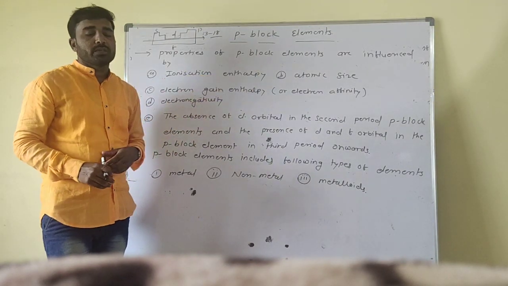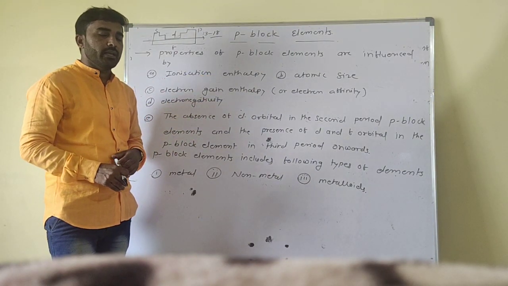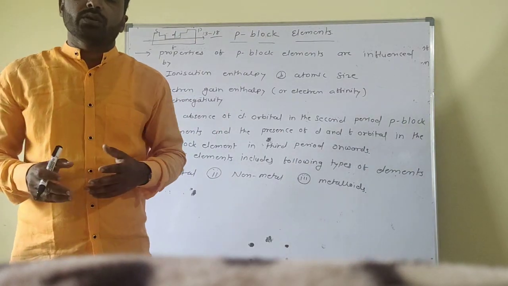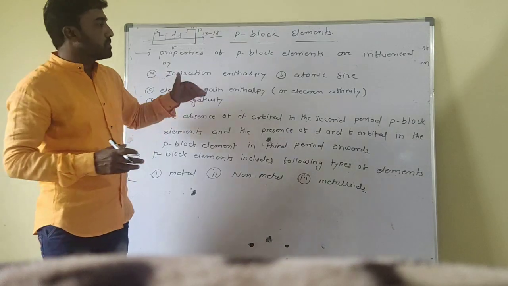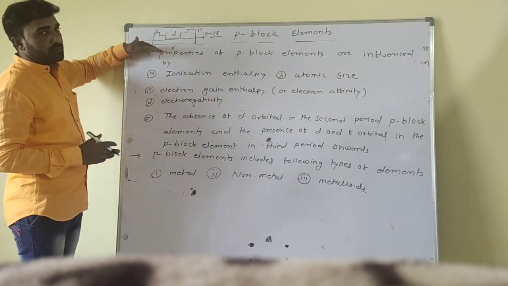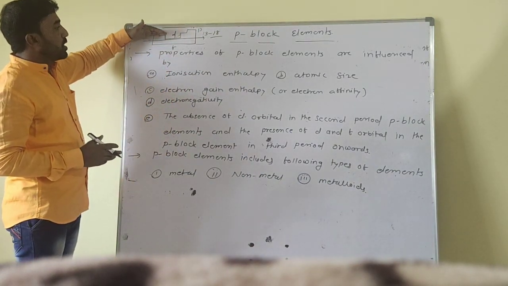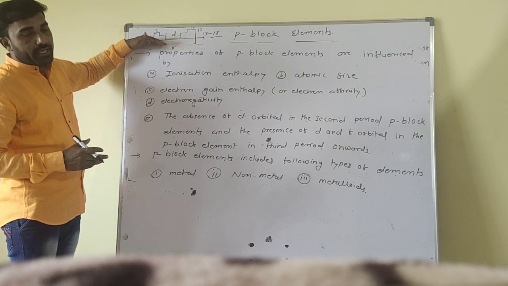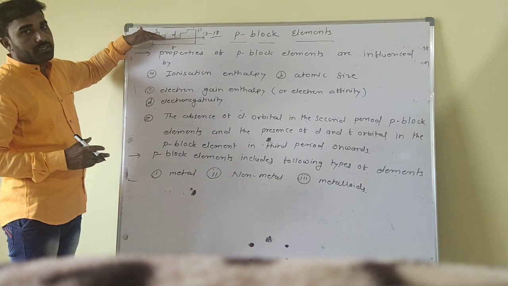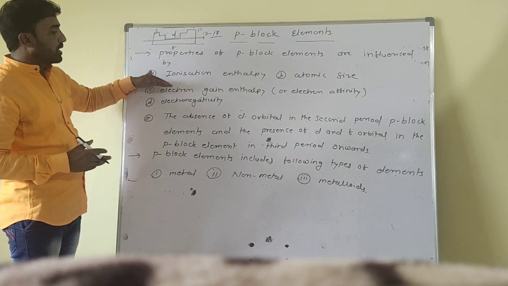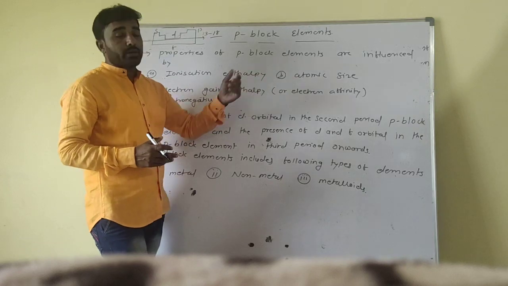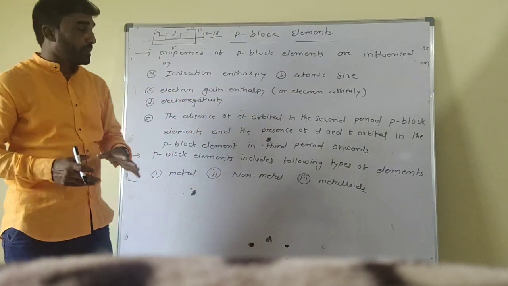Now the atomic size. Atomic size depends upon the atomic number. Increasing atomic number also increases the atomic size. For example, from top to bottom, atomic size increases because atomic numbers increase. Another point is electron gain enthalpy or electron affinity. These words are the same.